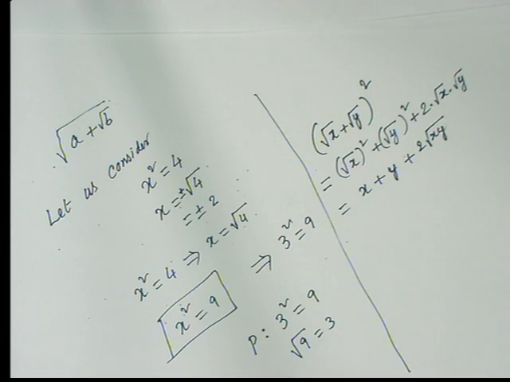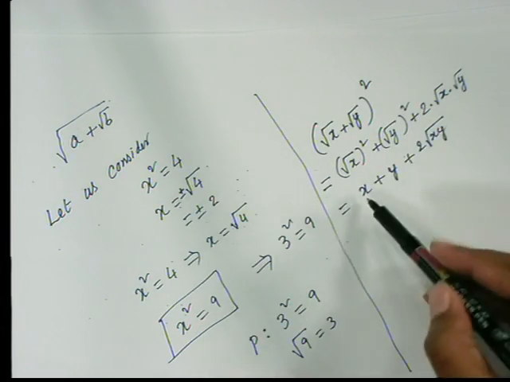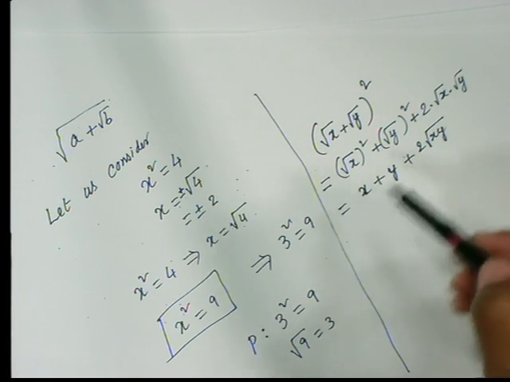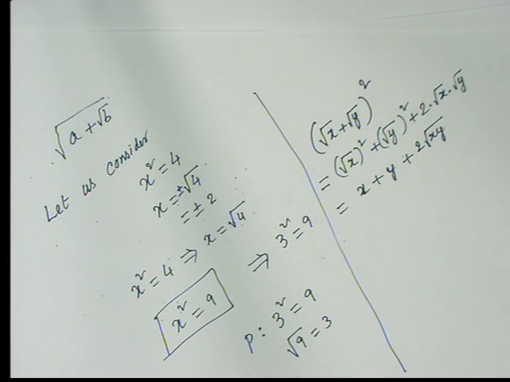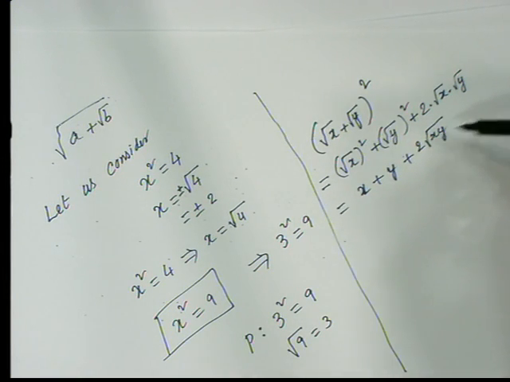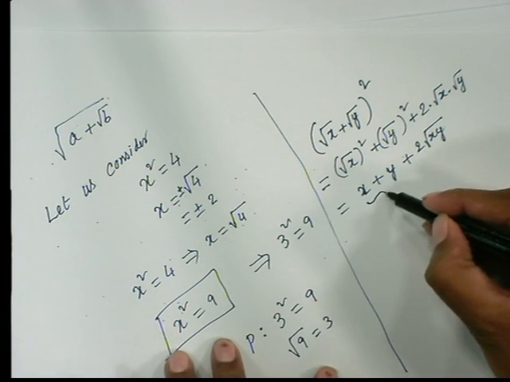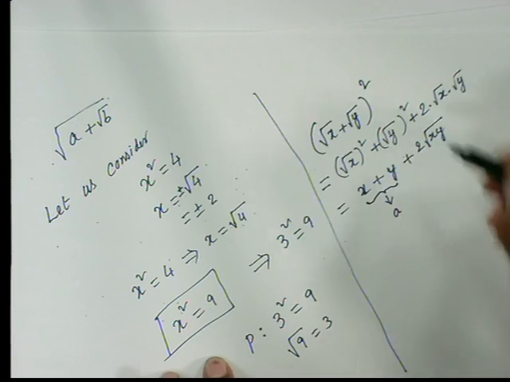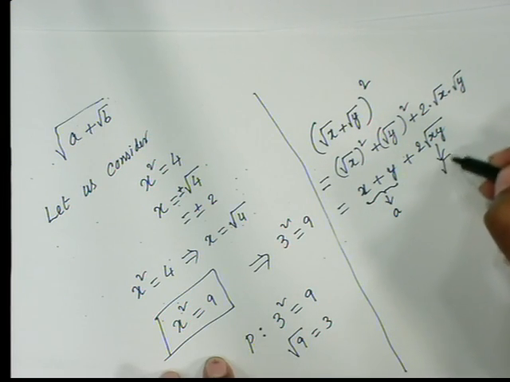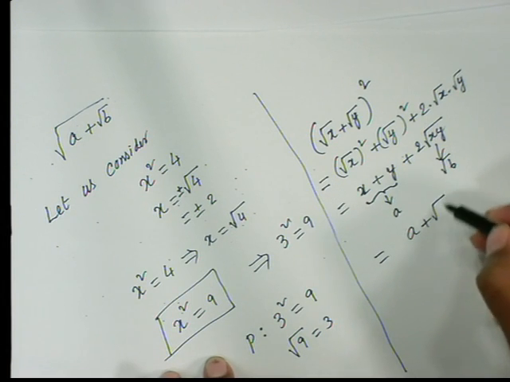See, it is very clear, root x is a surd, root y is a surd. So, x is a rational number, y is a rational number, x plus y is also a rational number. x is a rational number, y is a rational number, x y is also a rational number. So, let x plus y be replaced by a, and let 2 root x y be replaced by root b. Now, it can be put in the form of a plus root b.